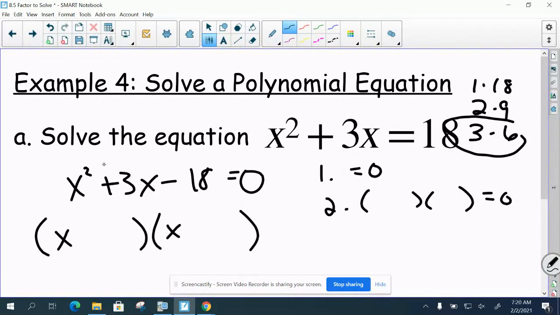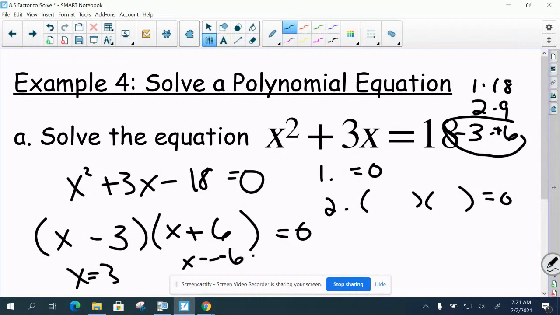But since you want your middle term to be positive, that means you're going to make the larger factor be positive. So it's going to be -3 plus 6, which will give us positive 3 in the middle. So you'll do x minus 3 times x plus 6. And then if we set each of these equal to 0 and solve, we would get x equals 3 and x equals negative 6.